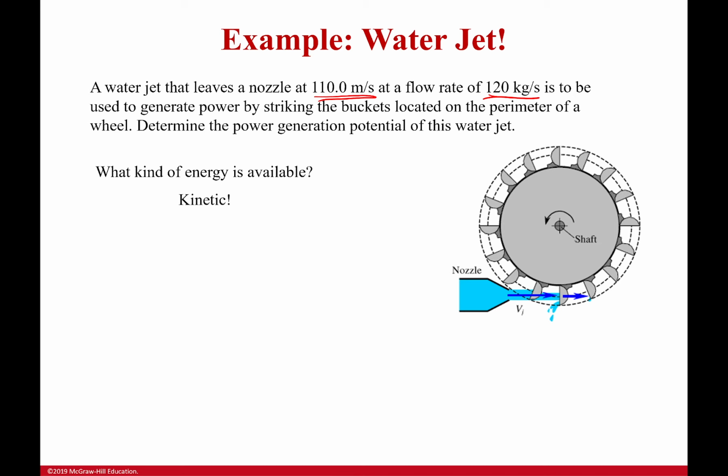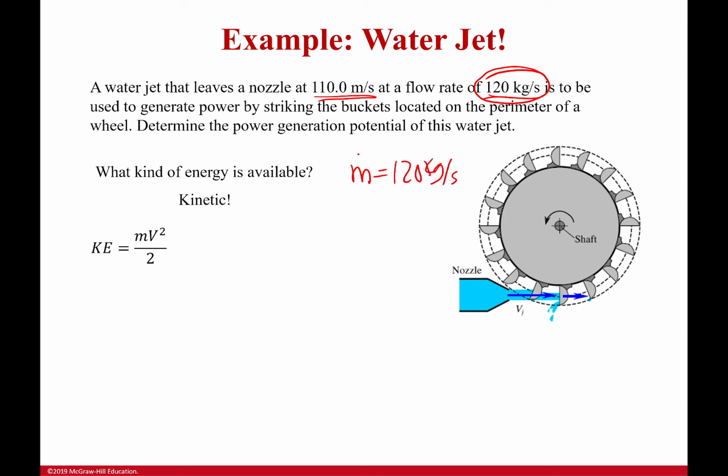Now, with that in mind, what's our equation for kinetic energy? Well, we had this right here: mass times velocity squared over 2. Okay, but wait a second. I'm looking at this, I don't see mass. I see mass flow rate. So m dot would be equal to 120 kilograms per second.